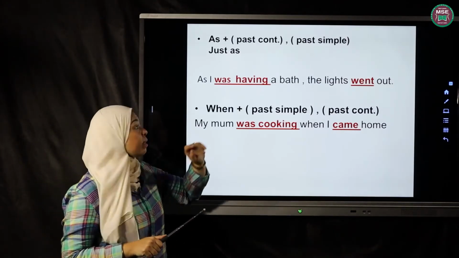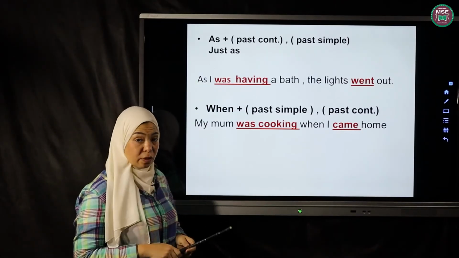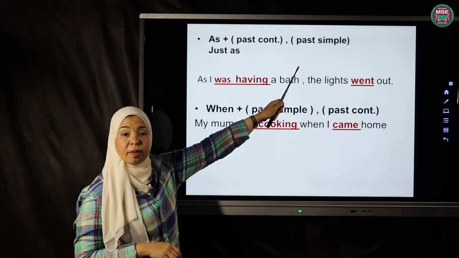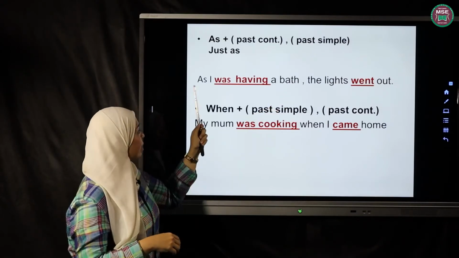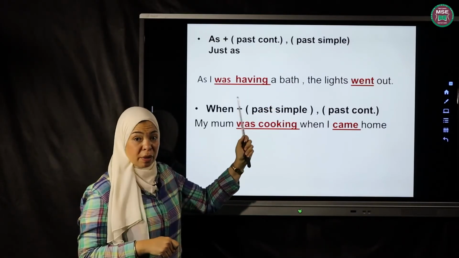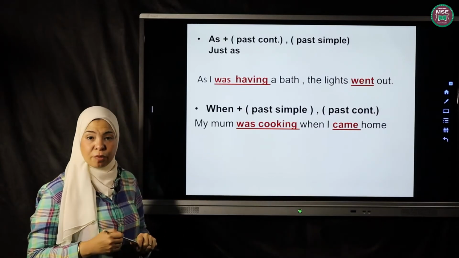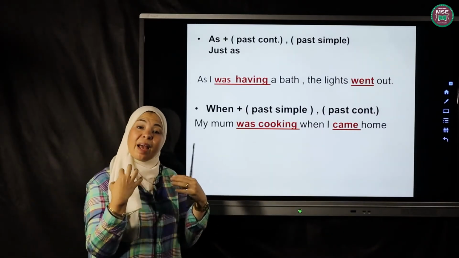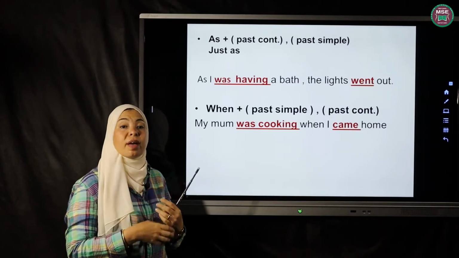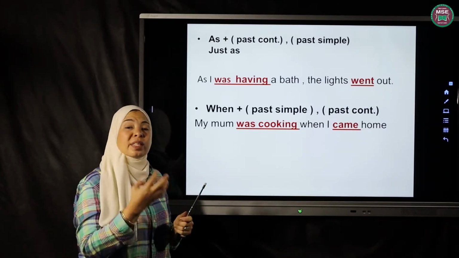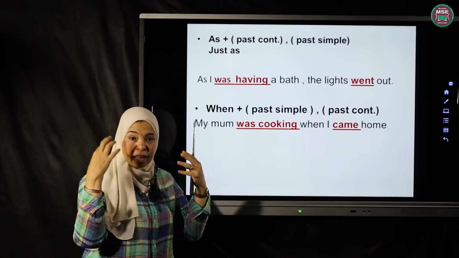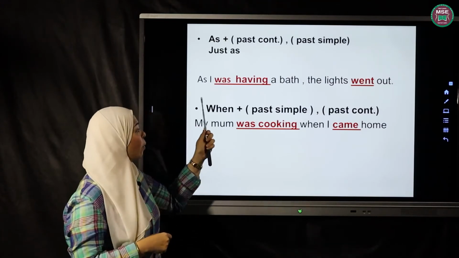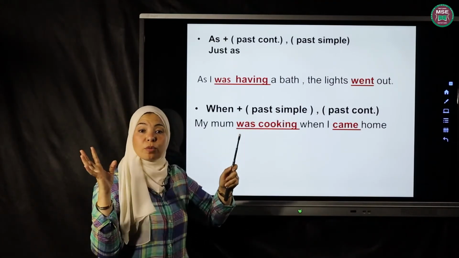This is for as. As also should be followed by the past continuous and the other verb should be in the past simple form. As I was having a bath, having means taking here because it's a stative verb. It differs from have. When I have something, it means that I own it. I have, but here I'm having or I was having. It means that I'm taking or I was taking. So I was having a bath, the lights went out.